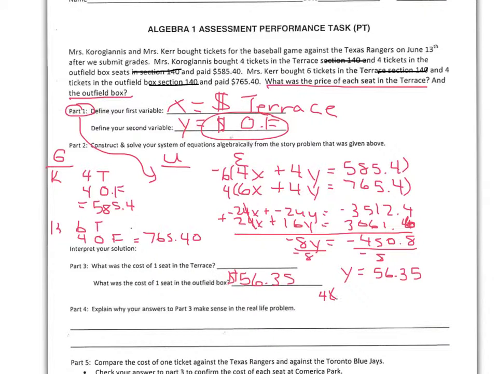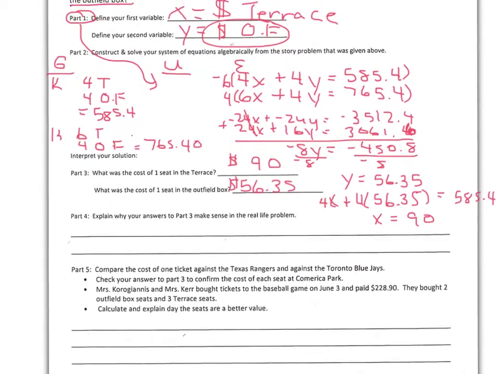So it's going to be 4x plus 4 parentheses 56.35 equals the original amount. So once you multiply that and you have a two-step equation, you're going to get x equals 90. And I'm running out of room, so I'm not going to show that work. So the answer for the terrace, the price is $90.